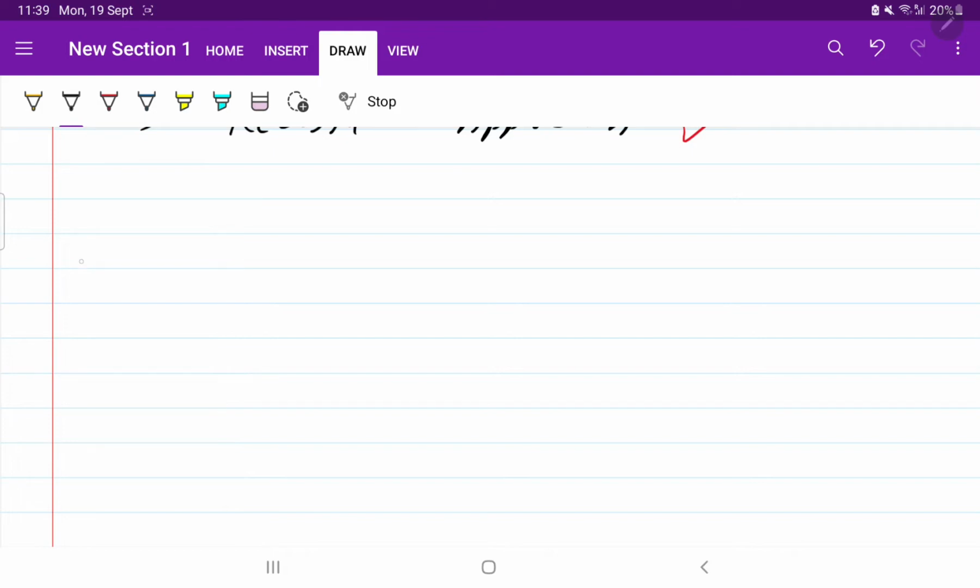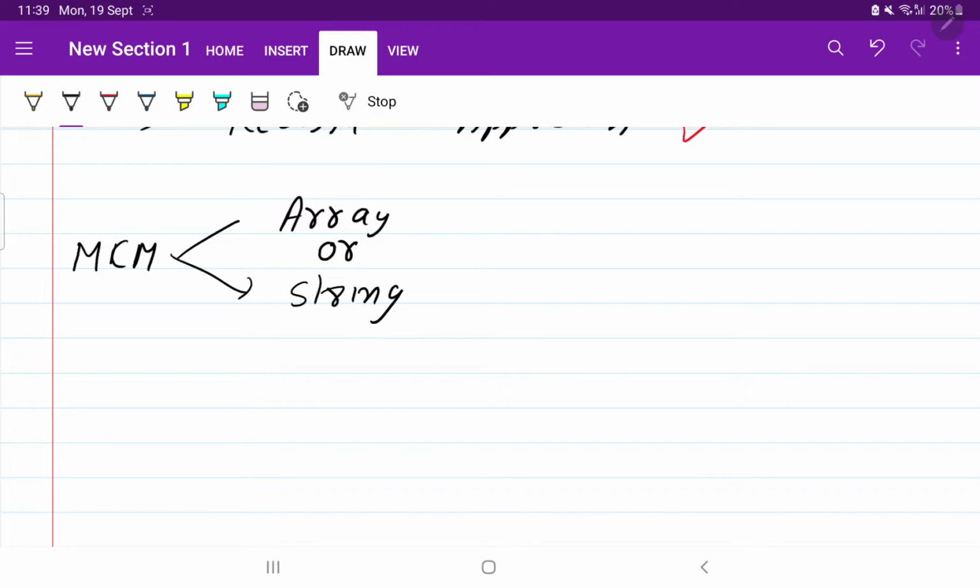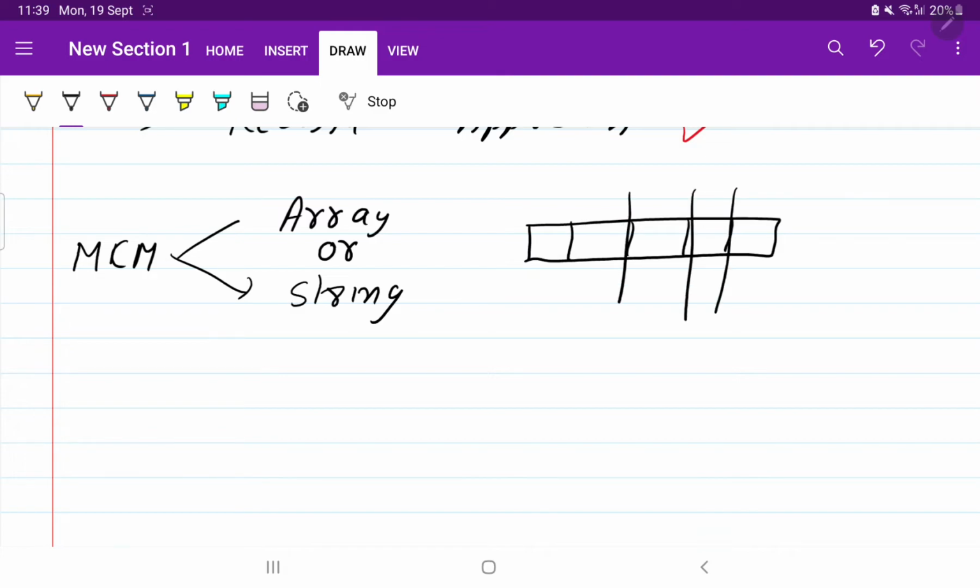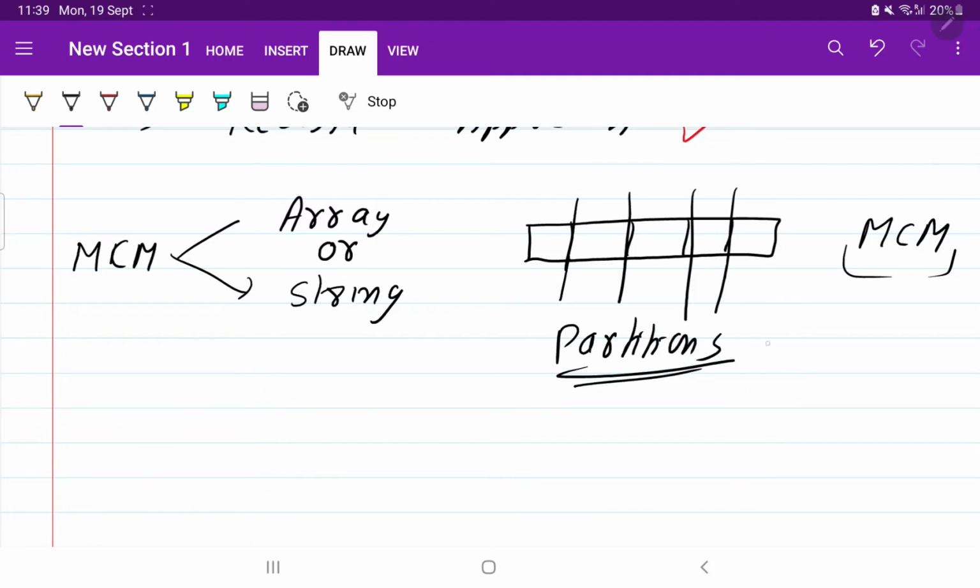So in MCM there are a few things given to us. Either an array will be given to you or a string will be given to you. Any one of them will be given, and for that array or string, if you get the feeling that we need to do some partitions, in that situation you can use the MCM concept. Whenever you get the feeling that we need to do the partitions and check the solution at every case, at that time you have to use the MCM concept.